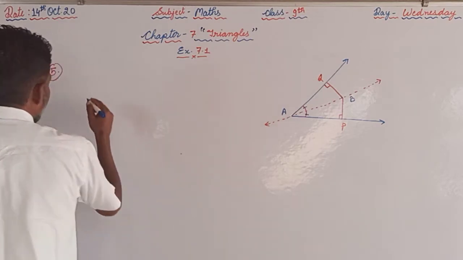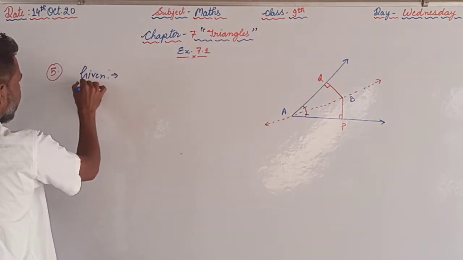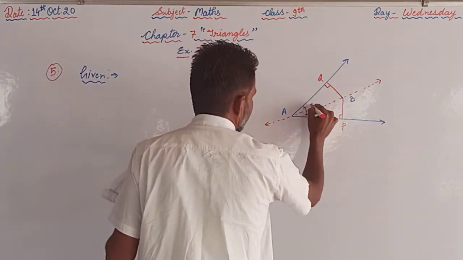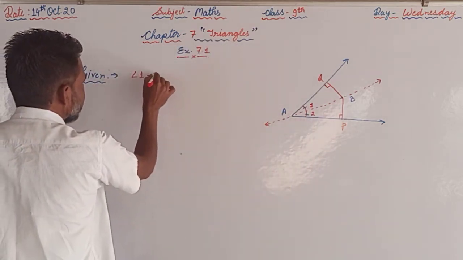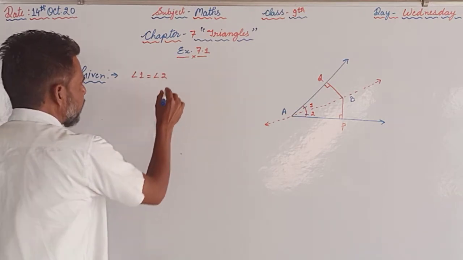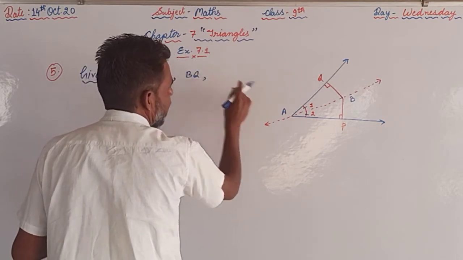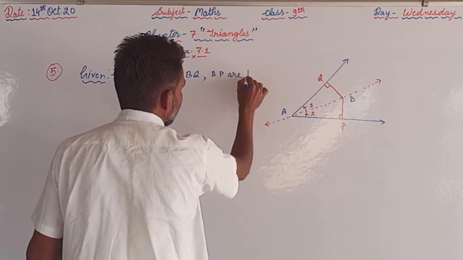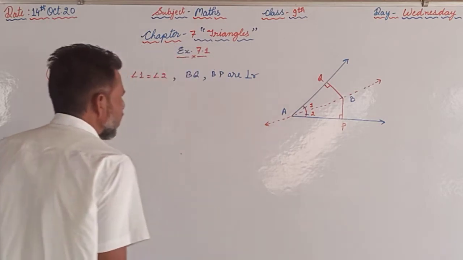Now what is given here? Let this be angle 1, this be angle 2. Angle 1 is equal to angle 2, that is given, and BQ and BP are perpendicular, meaning this is 90 degrees and this is also 90 degrees.